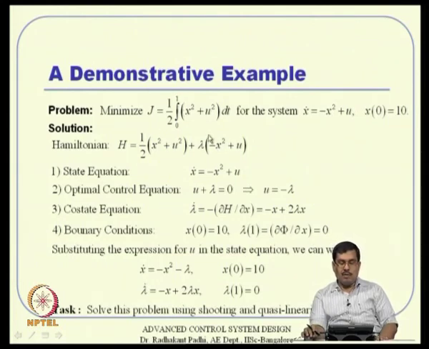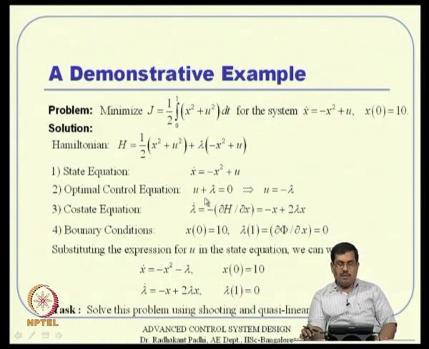So, the Hamiltonian is L plus lambda f, where lambda is one scalar, because the state is also scalar. So, you have half of x squared plus u squared, plus lambda times minus x squared plus u. That is what it is. The state equation is already known to you, x dot equal to del H by del lambda, which is again the same thing. So, that is the state equation.